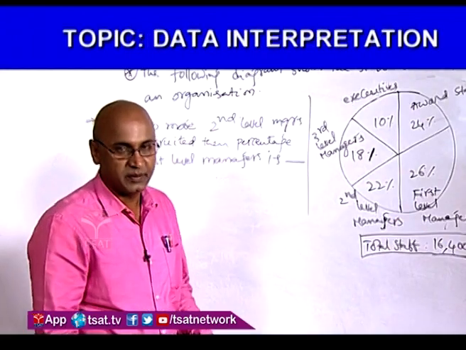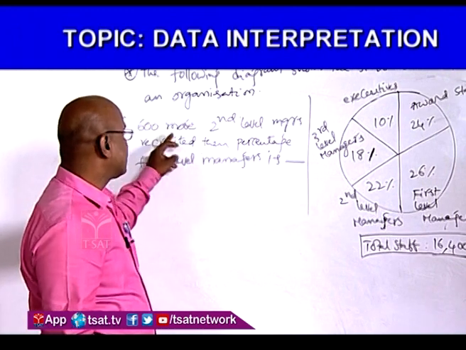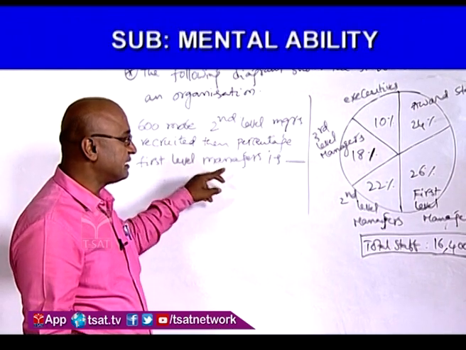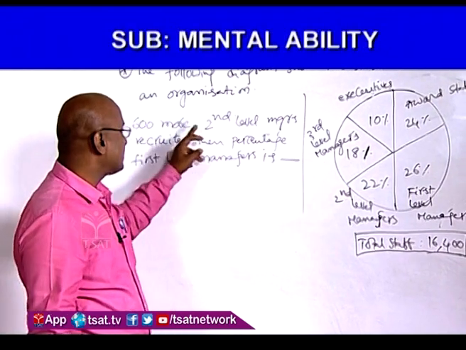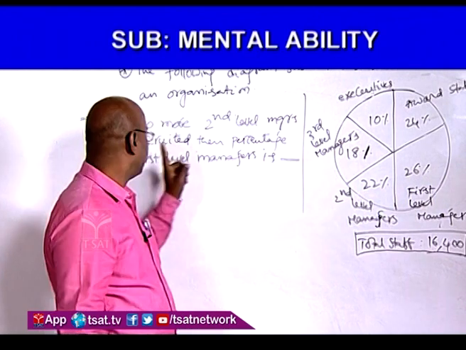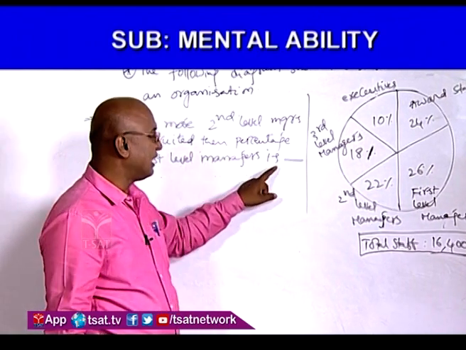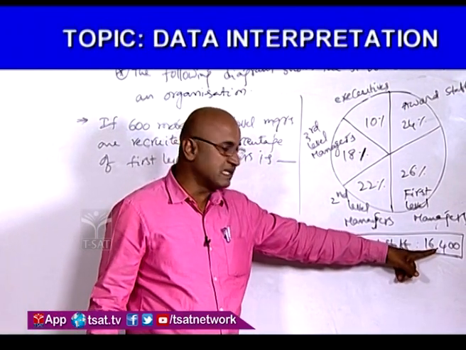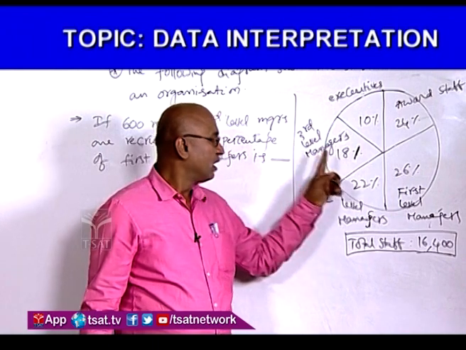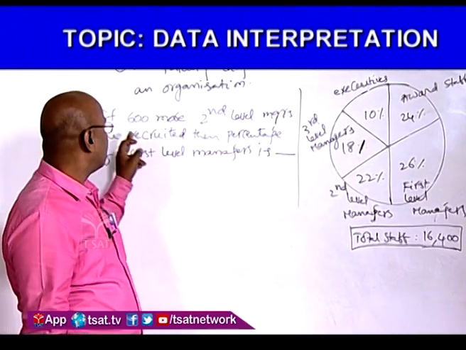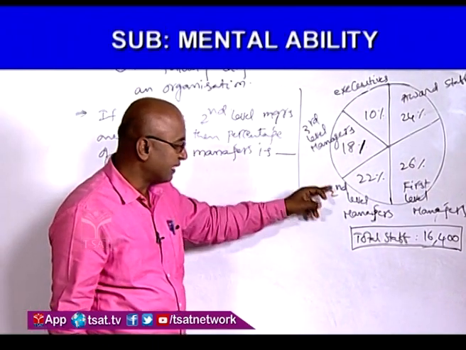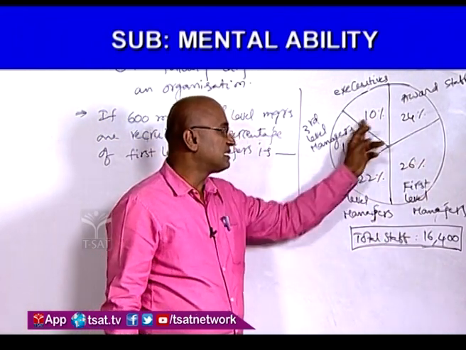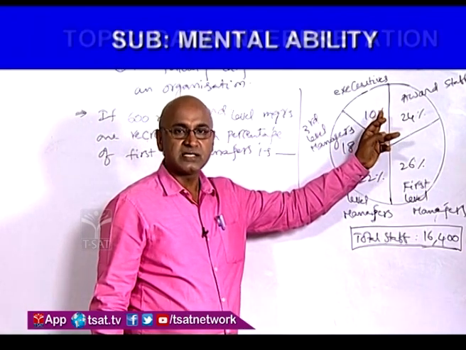The second problem is like this. If 600 more second level managers are recruited, then the percentage of the first level managers is what? There is a change in the problem. So the total employees of the organization is 16,400. If some change is there in the problem, that is, 600 more second level managers are recruited, the total staff changes. That is why the percentage of all the sectors also changes.